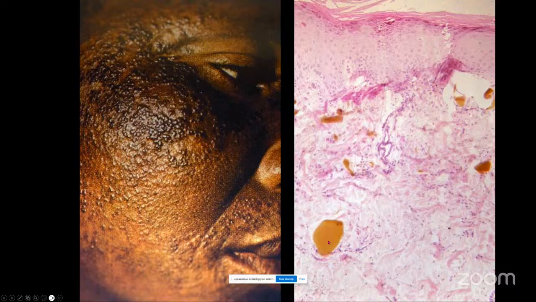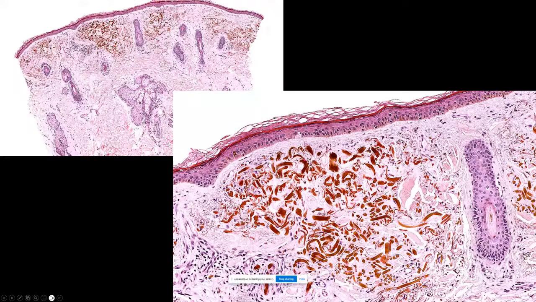This is a case that I'd had years ago. But you can see this ochre color or this yellowish color of deposits in the dermis. And here's another example. And what happens is you get deposits and alteration of the collagen bundles. So these are sort of in the shape of these altered collagen bundles in the dermis.